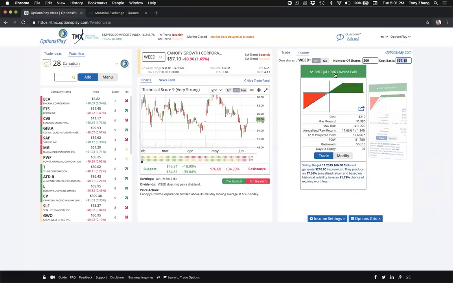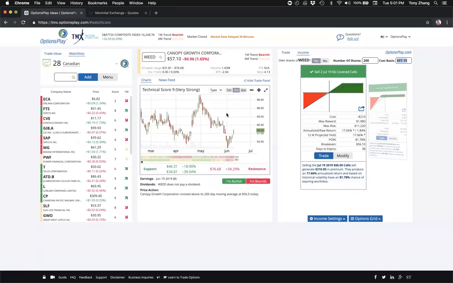It'll sell the 66 calls, which are all the way up here. So basically the stock needs to rally all the way up to $66 in the next 38 days before the stock is called away. And you collect $210 in income, which comes out to be a yield of about 17% on a stock that pays 0 dividends. So if you own Canopy Growth, you get paid $0. You can increase your yield by about 17% by collecting $210 on your 200 shares in the next 38 days. And you can use this to type in any stock.